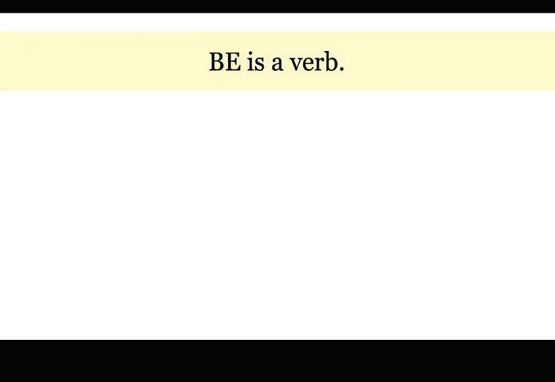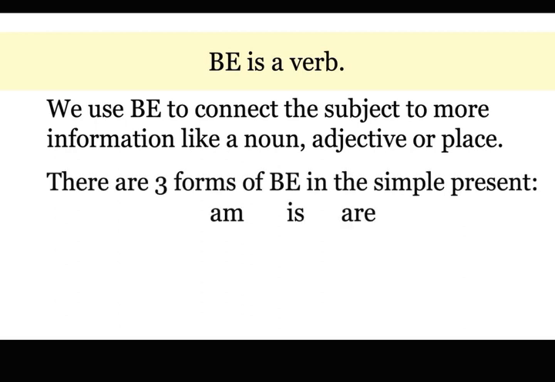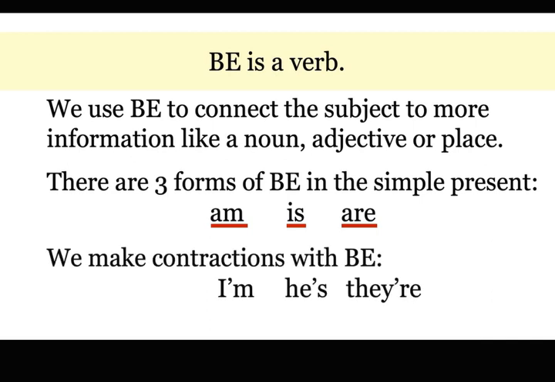In this lesson, you learned a lot about the be verb. You learned be is a verb. We use be to connect the subject to more information like a noun, adjective, or place. There are 3 forms of be in the simple present: am, is, are. And we make contractions with be: I'm, he's, and they're. The end.